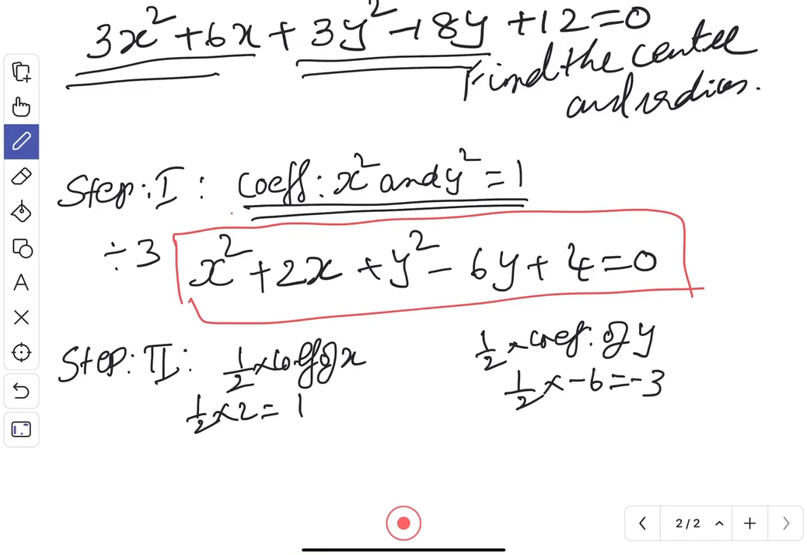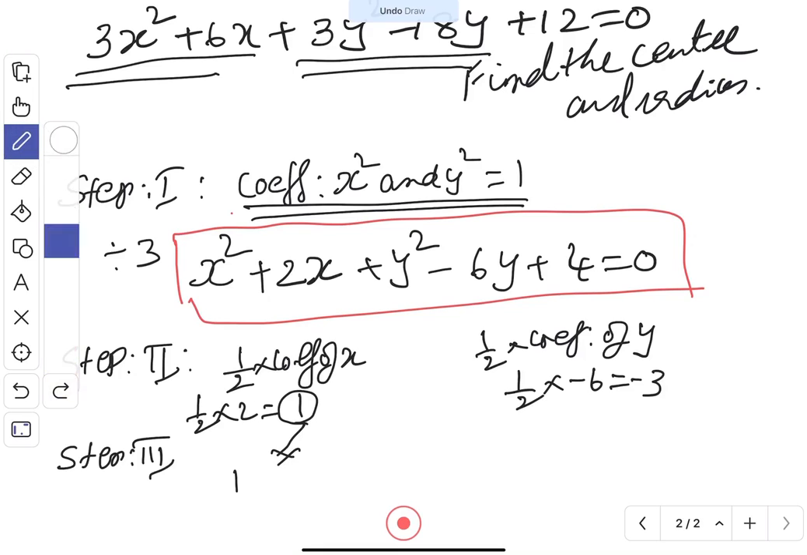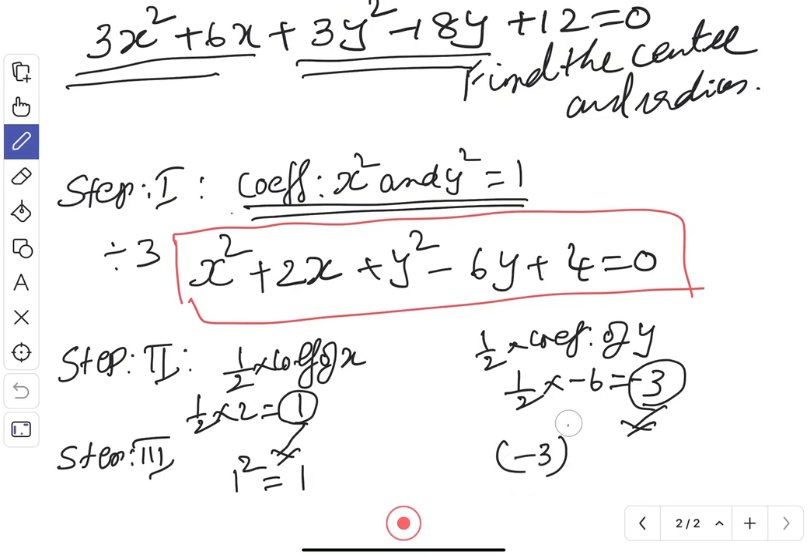Now my step number 3. I square it. I square this one, 1 squared, which is equal to 1. Here also I apply the square: negative 3 squared is equal to 9.